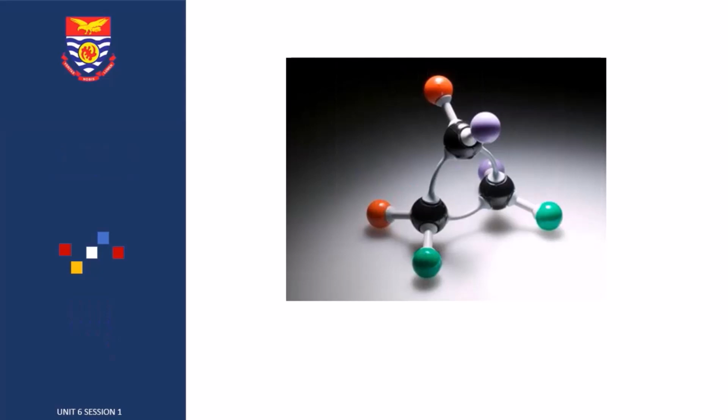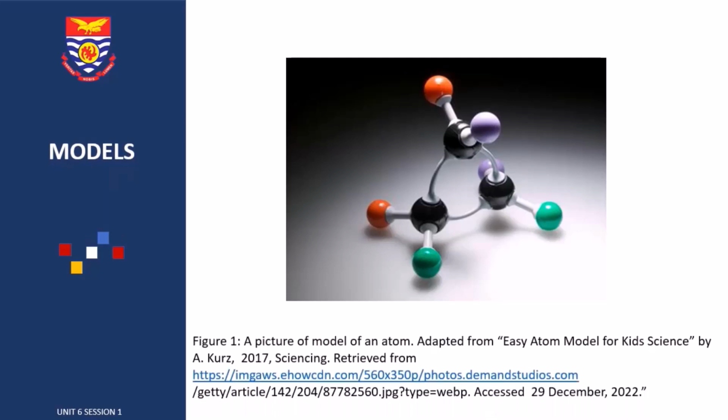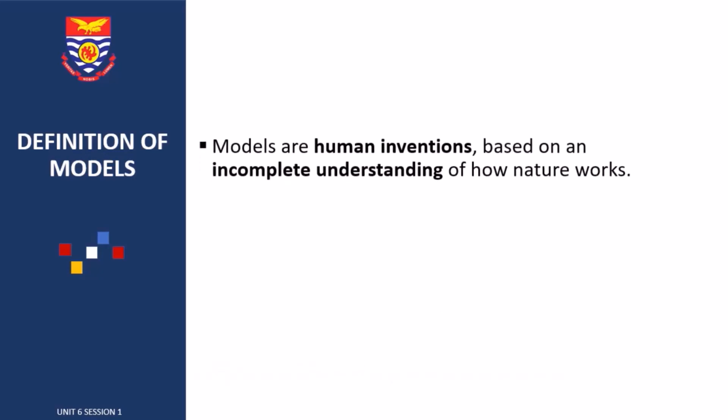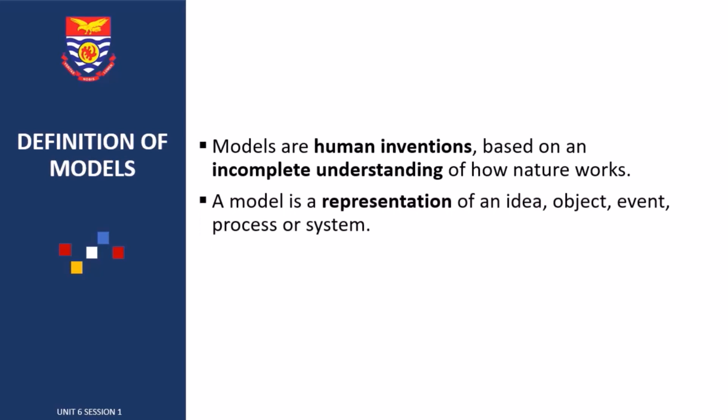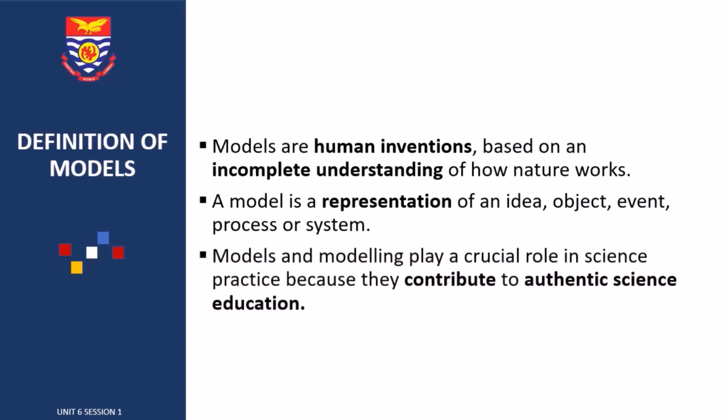Do observe this picture. What comes to mind? Do you remember this picture in our previous session? This is an example of a model of an atom. What then is a model? We know models to be human inventions that are based on an incomplete understanding of how nature works. A model is therefore a representation of an idea, object, event, process, or system.